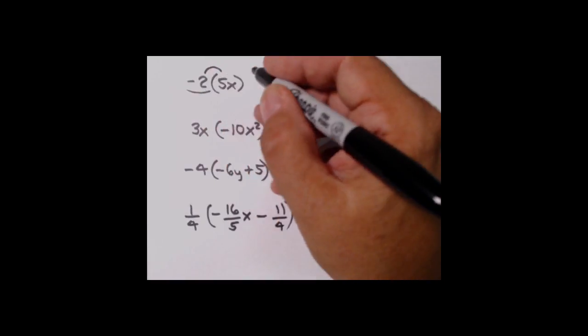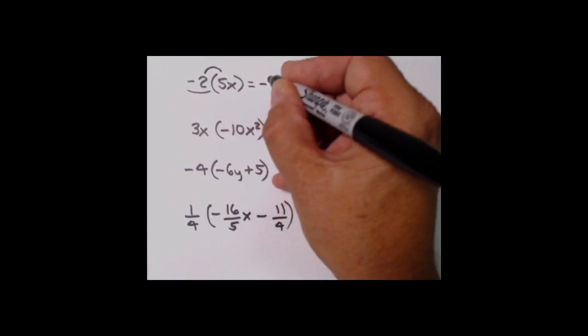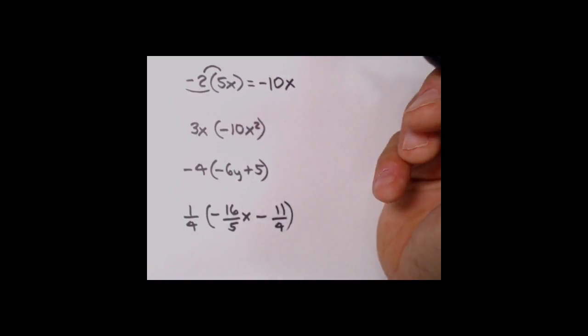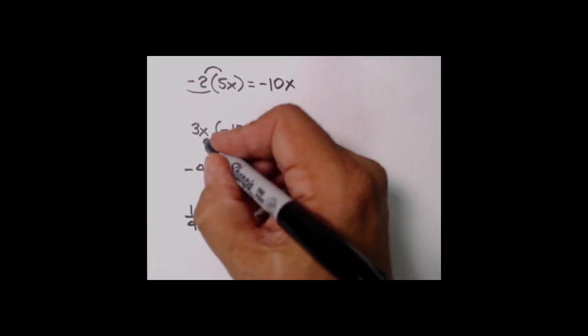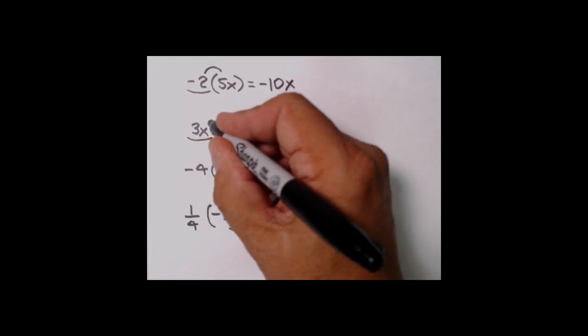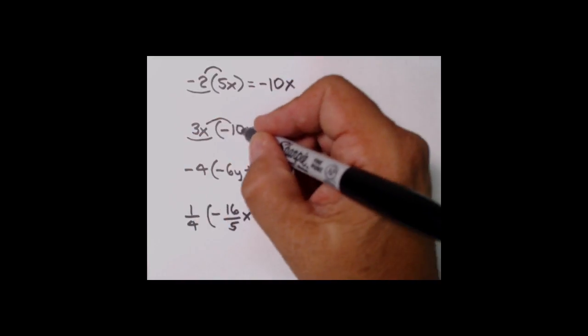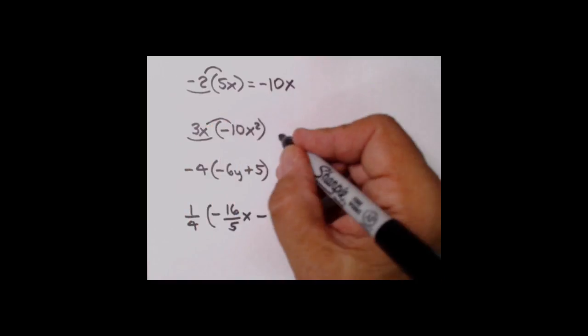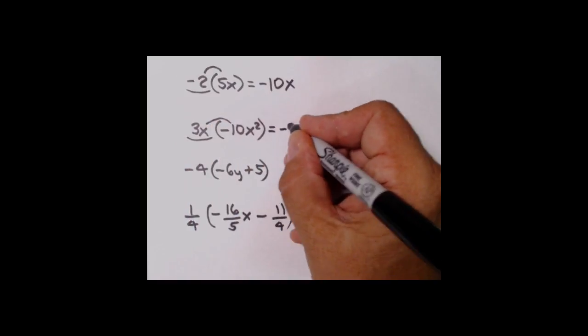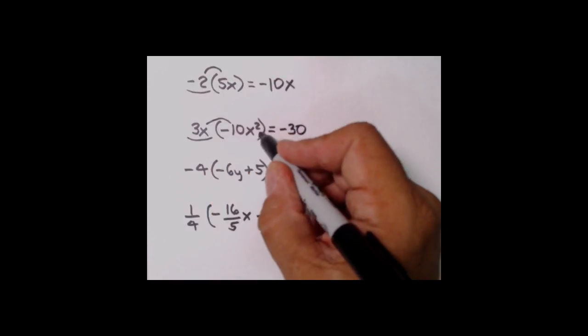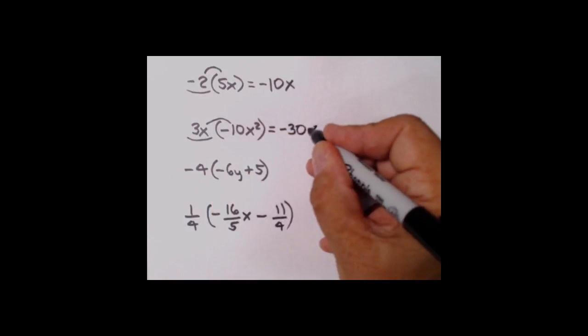Negative 2 times 5, negative 10, and there's a single x, so negative 10x. The next guy, the positive 3x, distribute it in. There's only one guy in here, so 3 times negative 10 equals negative 30. But I got an x in front times the x squareds. That's a total of x cubed.